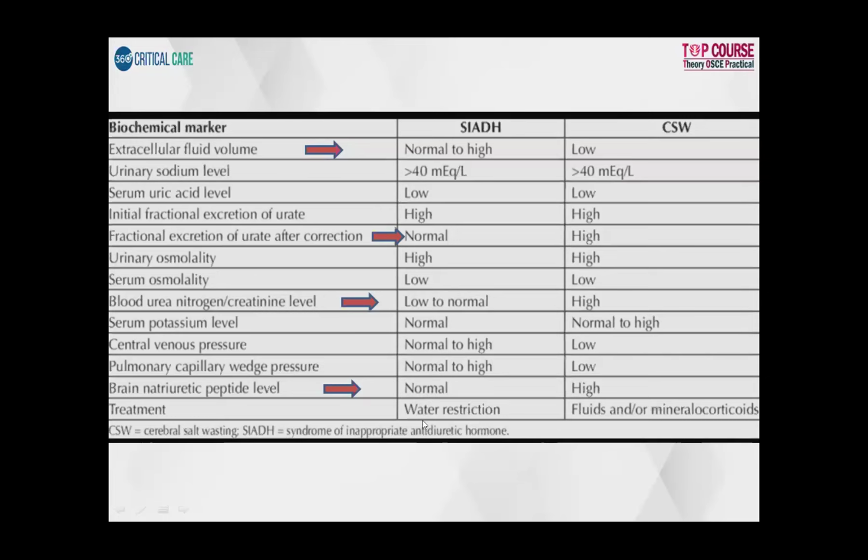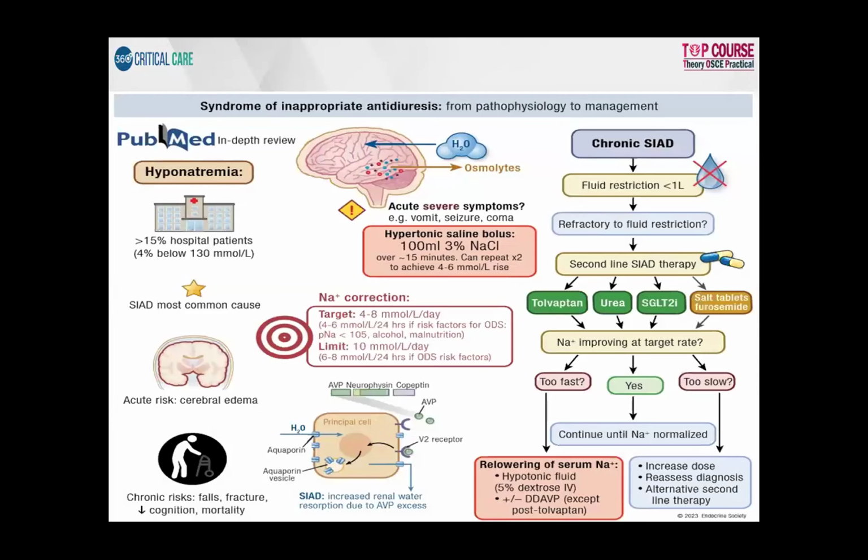And the treatment for SIADH is water restriction, whereas in cerebral salt wasting, since the patient is hypovolemic, you have to hydrate these patients, and in some cases, even a mineralocorticoid like fludrocortisone has to be given. Okay, so this is the difference between SIADH and cerebral salt wasting. So this is one of the simple slides which gives everything about hyponatremia and especially about SIADH. Okay. So whatever I explained has been given in a simple form.